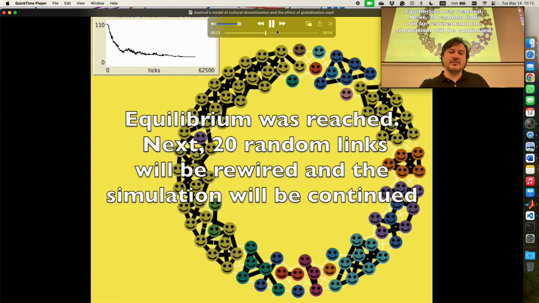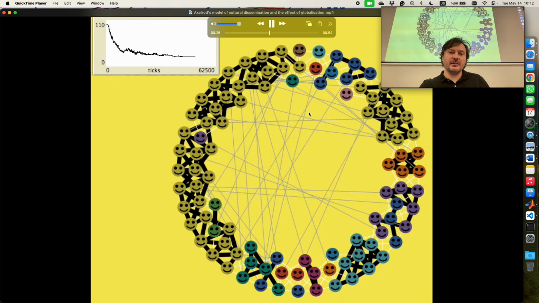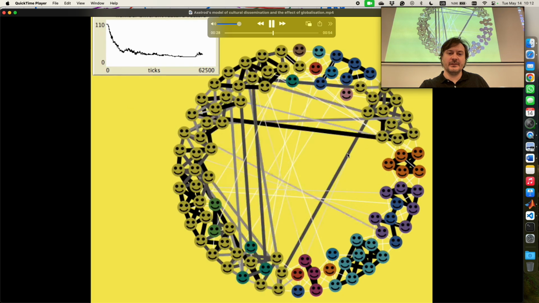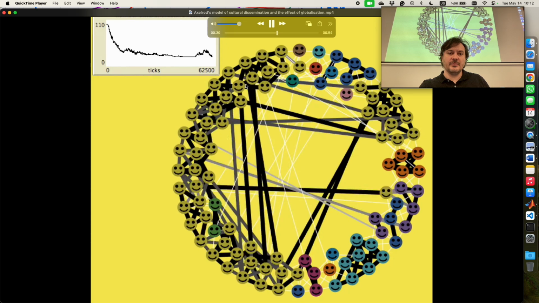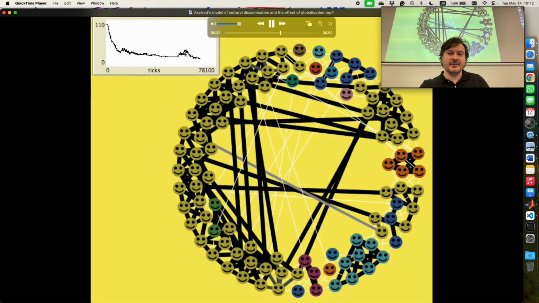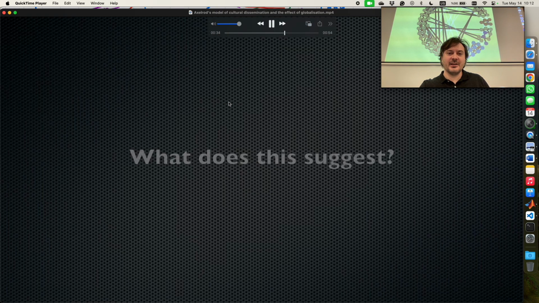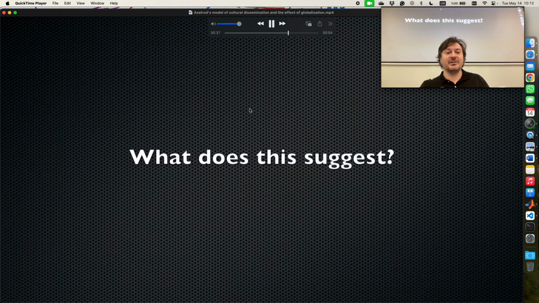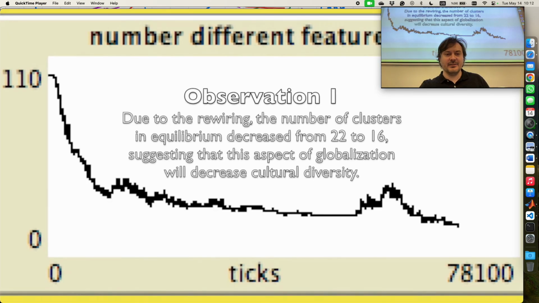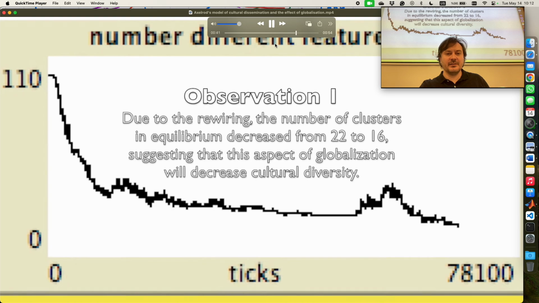So what happens is that after these links are present, now at the beginning there is an increase in the types of people. So what does it suggest? Due to rewiring, the number of clusters in equilibrium decreased, like it was 22, now it's 16, but for a brief moment it went up.